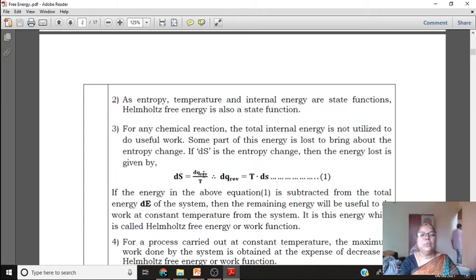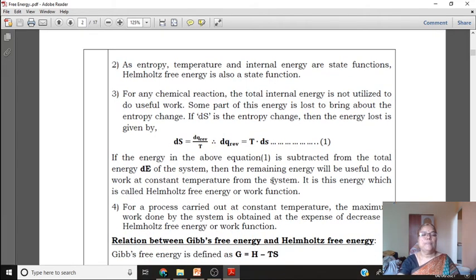dS, it is equal to dq reversible. That means this q amount of heat is absorbed reversibly at temperature T, and the infinitesimally small change in entropy is given by dS equal to dq reversible by T. Therefore, dq reversible is equal to the product of T into dS. If the energy in the above equation is subtracted from the total energy dE of the system, then the remaining energy will be useful to do work at constant temperature from the system. It is this energy which is called Helmholtz free energy or work function.